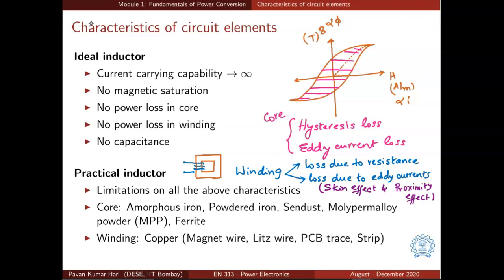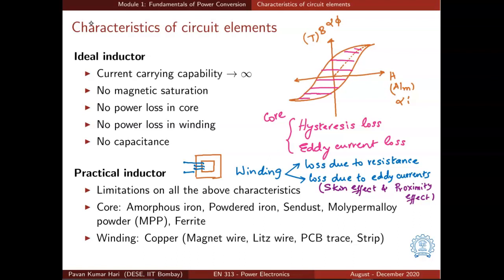And what are the typical materials that are used for the core of an inductor in power electronic circuits? The materials are amorphous iron, powdered iron or sendust and molybdenum, that is MPP powder core, or ferrite cores. These are the popular materials used for the core of an inductor in power electronic circuits.